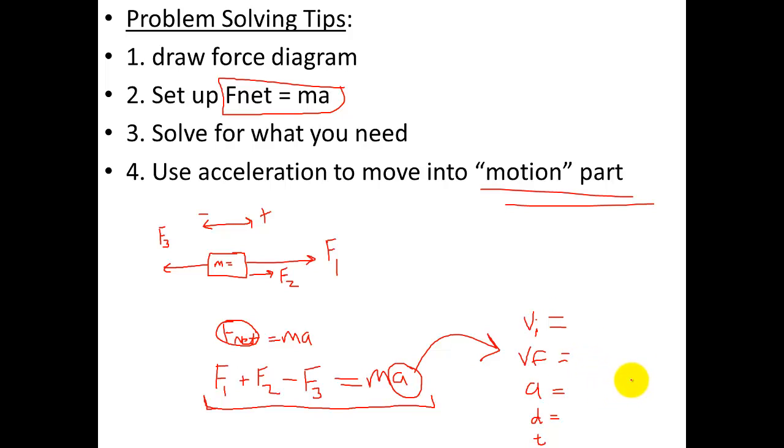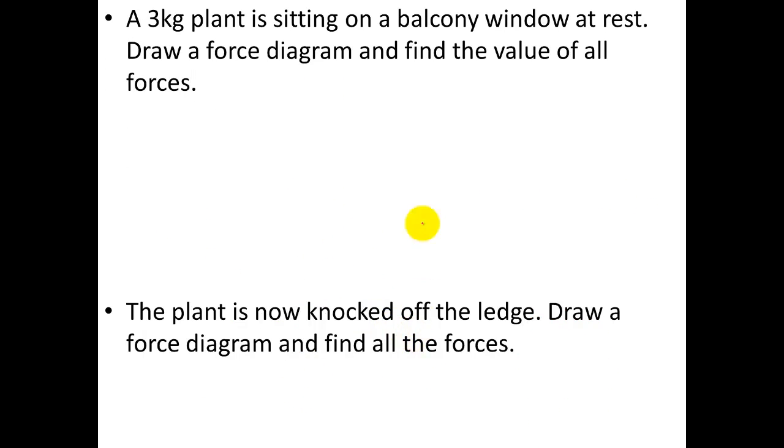So if the problem is asking you about motion, like how fast or how far or how much time something is taking, you often use the force diagram to first get the acceleration as part 1, and then you use the acceleration to find out the motion in part 2. Let's apply this strategy to a couple of example problems.